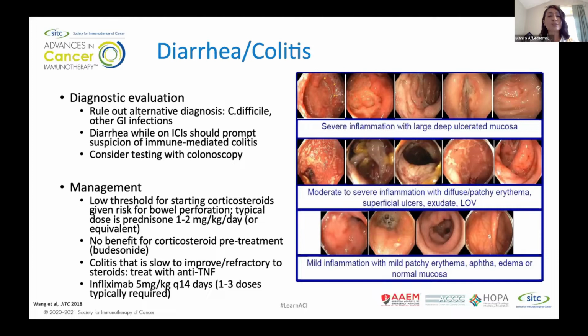If patients don't respond or are slow to respond to the corticosteroids, meaning they are steroid refractory, consider additional immunosuppression with an anti-TNF, that would be infliximab, dosed at 5 milligrams per kilo every 2 weeks. Usually patients respond with a few doses, approximately 1, maybe up to 3, but they usually respond pretty well.